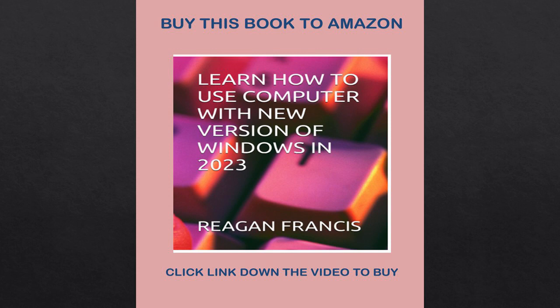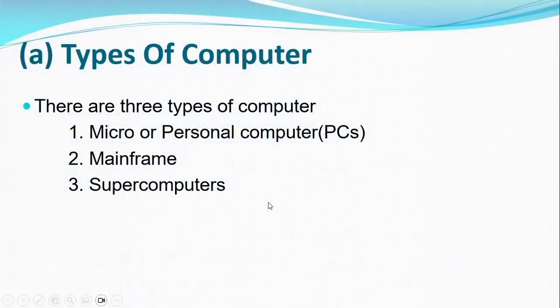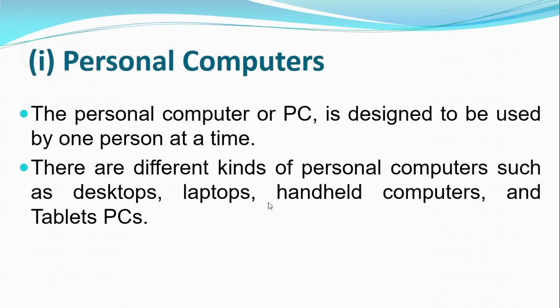Now let us get started. A computer is an electronic machine that can input, process, store, and output a vast amount of information at an extremely high speed. Types of computer. There are three types of computer. 1. Micro or personal computer PCs. 2. Mainframe. 3. Supercomputers.